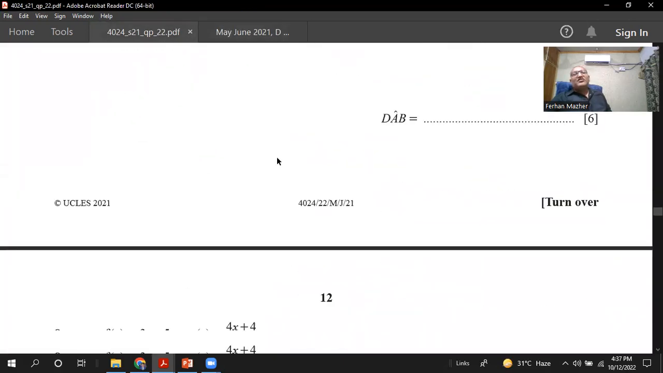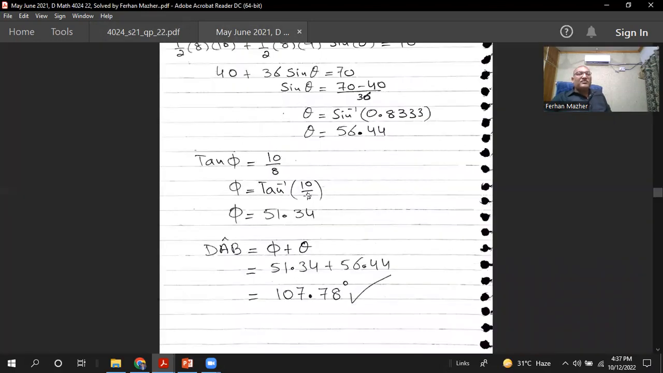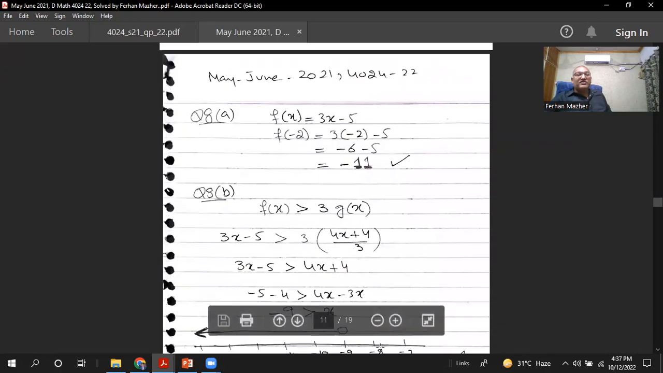So we are done with question number 7. The next question is question number 8. f(x) is 3x minus 5. g(x) is (4x plus 4) divided by 3. The first question is find f(-2). So very simple, straightforward question.